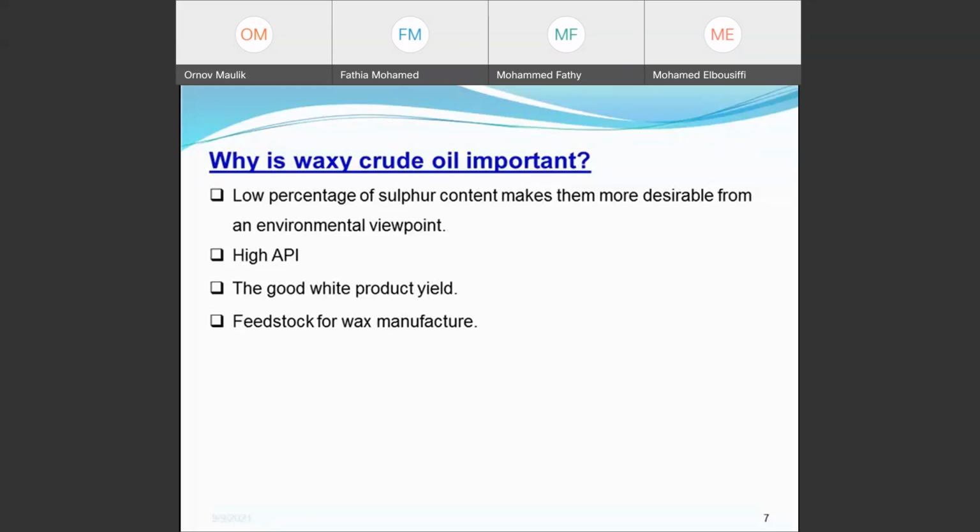As I told before, waxy crude oil is important for its low sulfur content and also high API gravity, and it gives a very good white product and is a feedstock for wax manufacture.